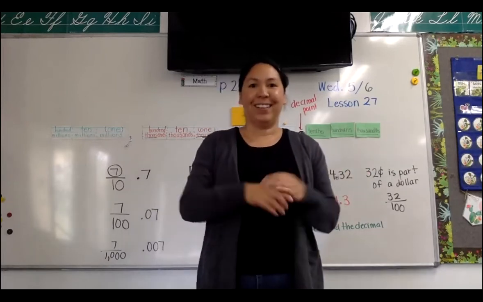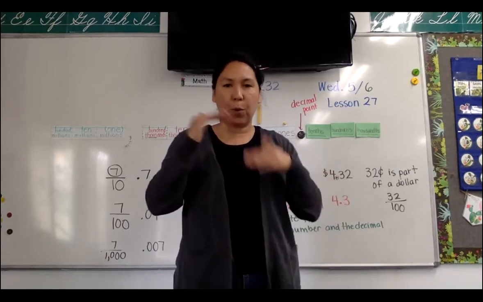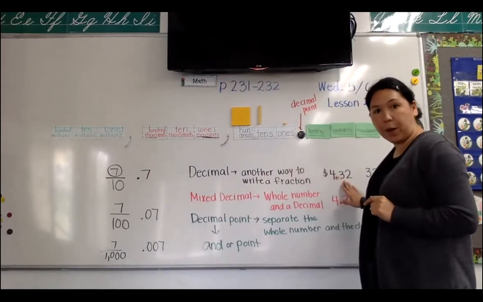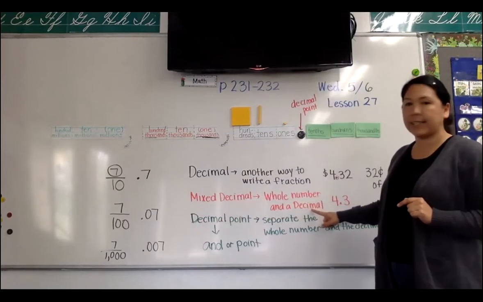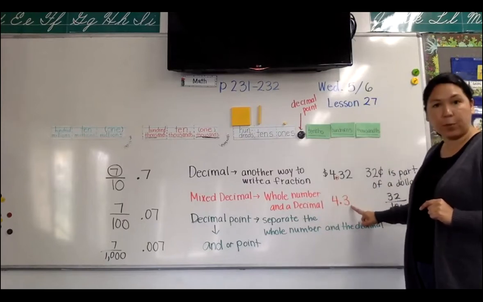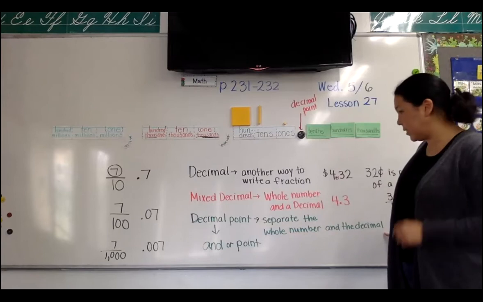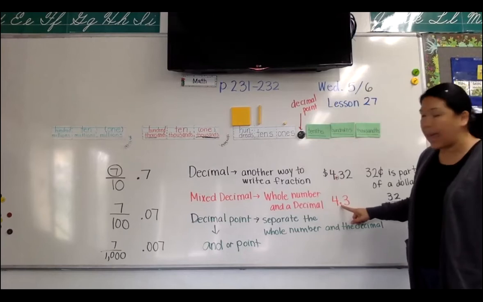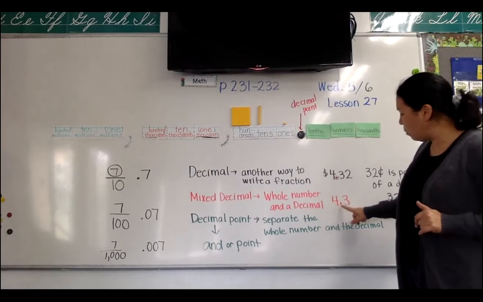All right, now let's look at a couple more definitions here, and then we'll practice reading some decimals, okay? Because I want you to practice seeing how to read them. All right, so we know what a decimal is. It's another way to write a fraction. A mixed decimal is a whole number and a decimal. Let's see our whole number 4, and then we have a point, and then we have 3. The decimal point separates the whole number and the decimal, and we either say and or point. So I can say 4 and 3/10. I'm going to teach you how to read this in a second. Or I could say 4.3.